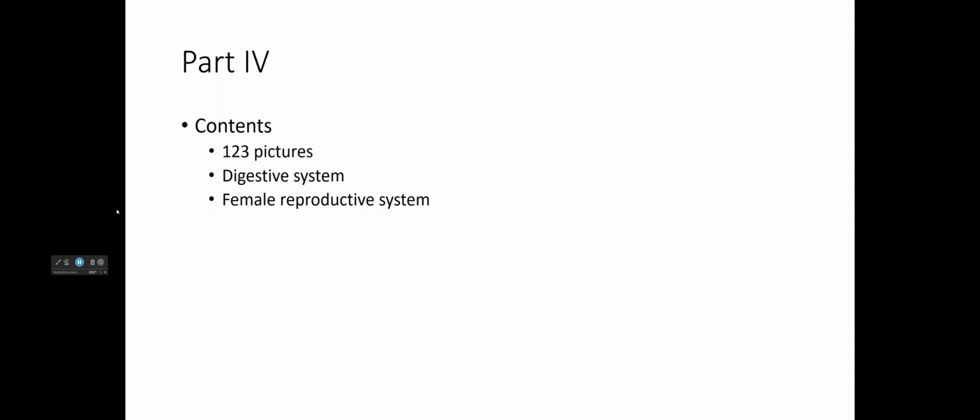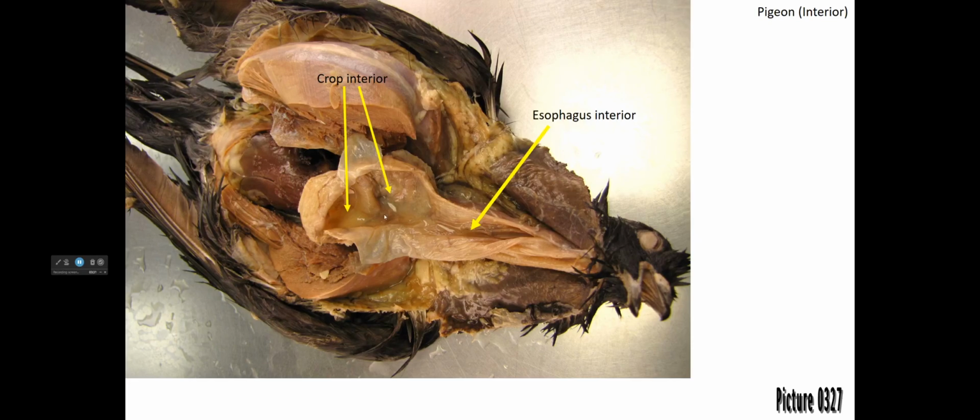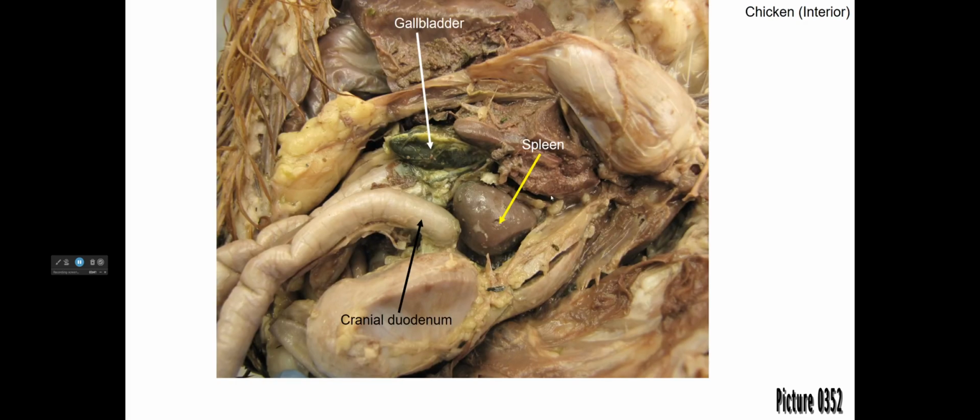Part 4 contains 123 pictures and essentially is covering the digestive and female reproductive systems. On picture 327, we see the interior of the esophagus and also the bilocular crop in this pigeon. In picture 352, we're farther caudally within the interior of the body. We see the oval to round shaped spleen, the gallbladder, the stomach, so gizzard and proventriculus, and the cranial part of the duodenum.